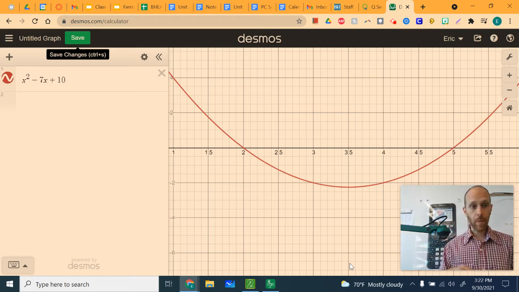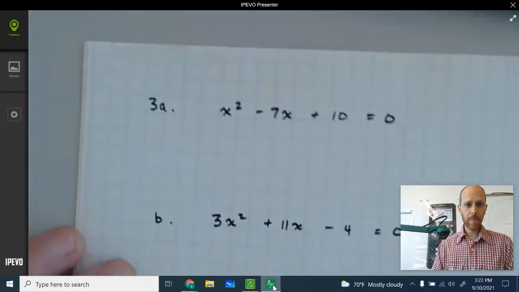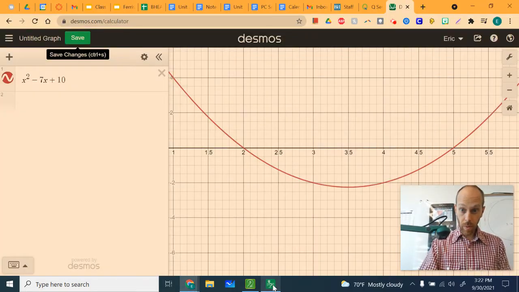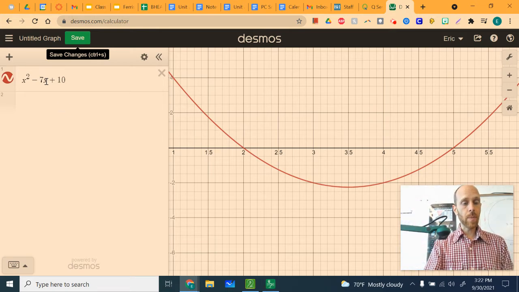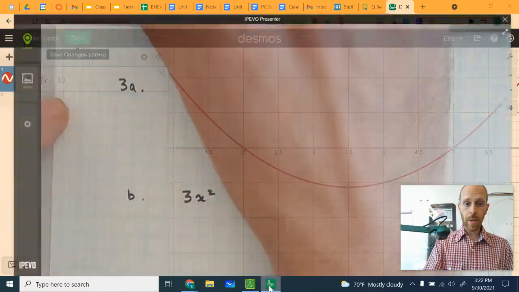We're moving along to number 3, and 3a looks a little something like this. X squared minus 7x plus 10 equals 0, so it is unfactored. You'll notice as we look at Desmos that we graphed this quadratic and that it hits at 2 zeros. One of them is right here at 2. The other one is at 5. So we know those are going to be our solutions.